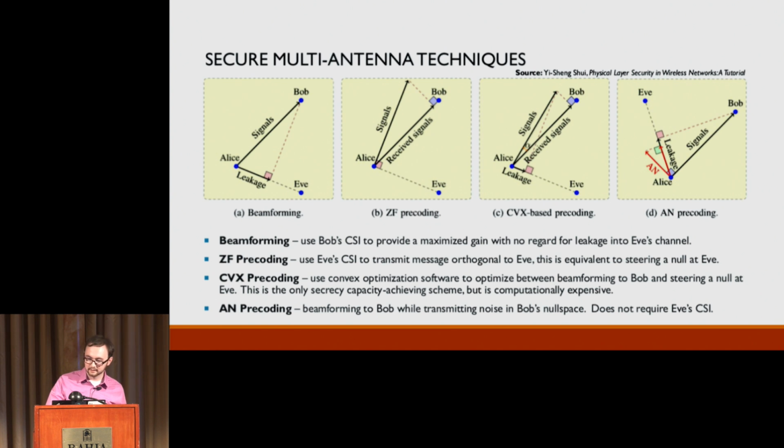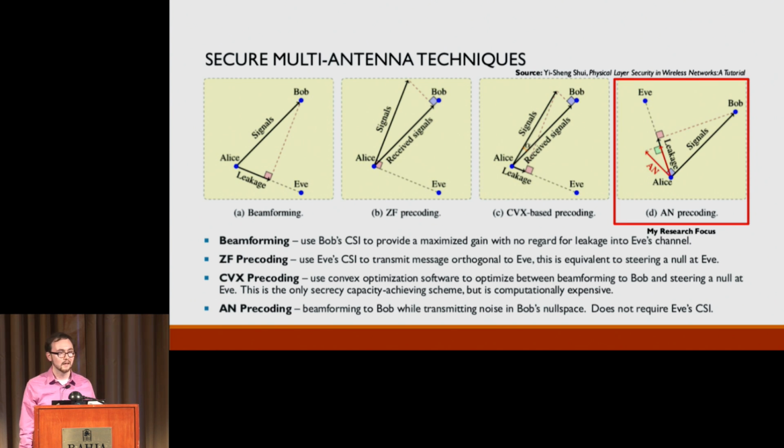And then the last technique, which is the one that I'll be focusing on today, is where, knowing only Bob's channel and not Eve's channel, you generate noise that only Bob cannot see and anybody else but Bob can see. And you do that by basically just steering a null in that generated noise towards Bob.